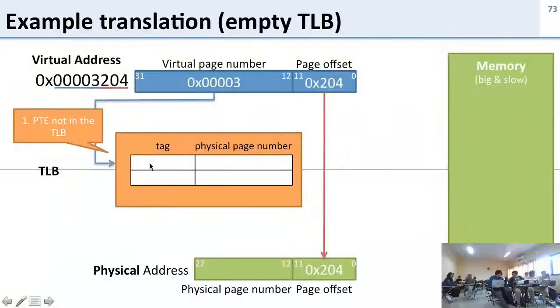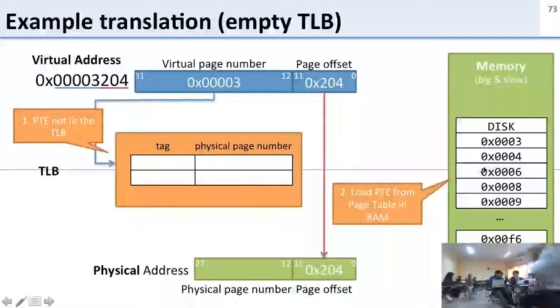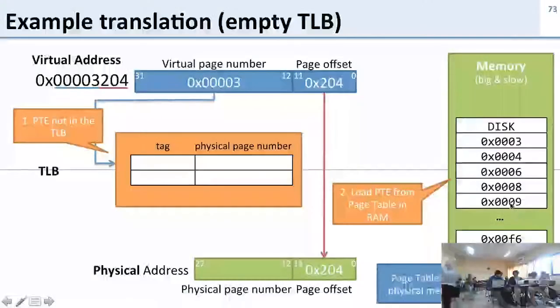Now we need to go look up in our page table in order to get it. So we're going to have to go load from main memory to get our page table, and here's our page table, and it's in main memory. Now remember, the page table has to stay in main memory all the time, or we'll never be able to access anything.